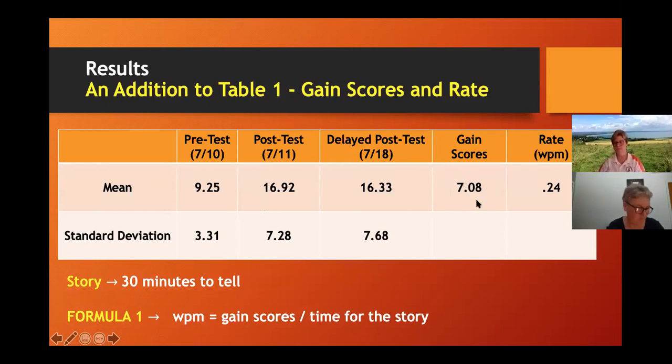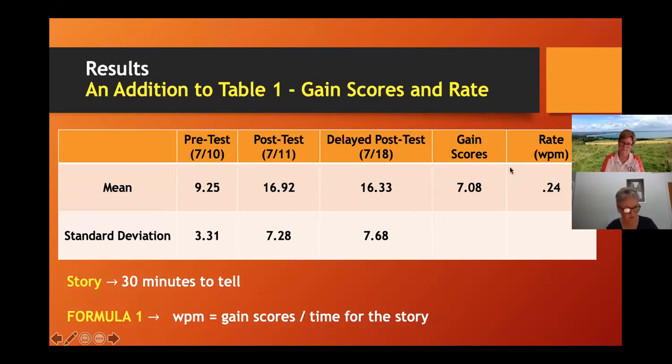And so how do we get that rate of words gained from story listening per minute? All these studies are looking at vocabulary gain in terms of words per minute, okay? So when we calculate this, we calculate how long the story took to tell. That story took 30 minutes, and they gained 7.08 words from listening to this story.